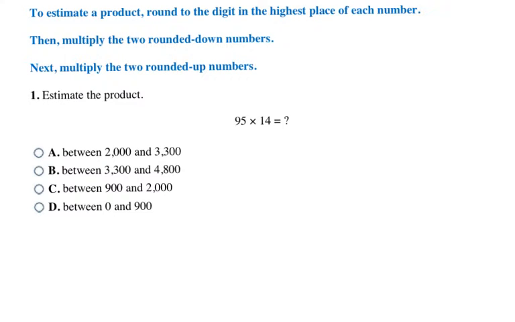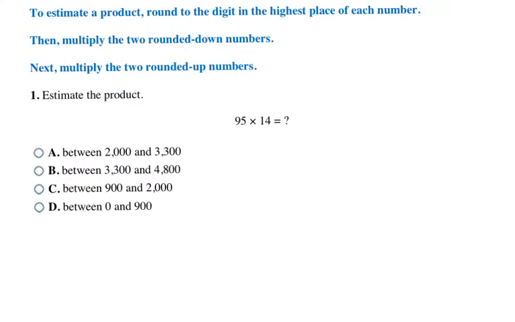In this first set of problems, we're going to be looking at rounding numbers that are part of a multiplication problem. To estimate a product, you're going to round the digit to the highest place value of each number. Then you're going to multiply the two rounded down numbers to get your bottom number, and then multiply the two rounded up numbers to get your higher number. Then you know that the actual answer is somewhere between those two numbers.